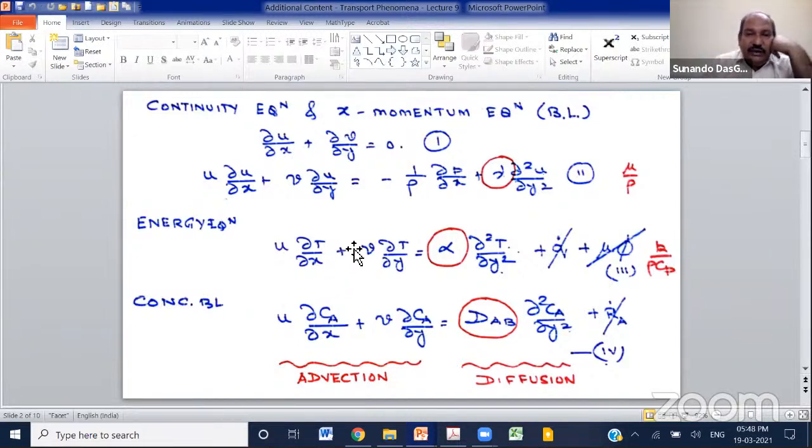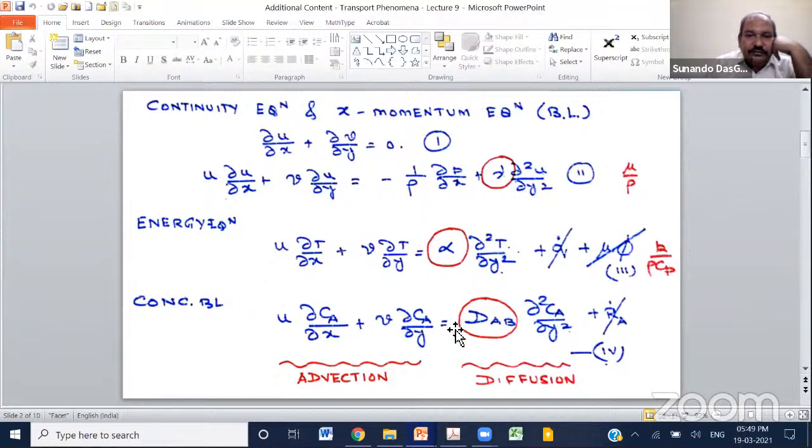So these are the three sets of equations which we have. Equations 1 and 2 constitute one set: the equation of continuity and the equation of motion for flow inside the momentum boundary layer. Then the equation of energy inside the thermal boundary layer. We have assumed that there is no viscous dissipation, and also that there is no heat generation. And this is the equation for the concentration distribution.